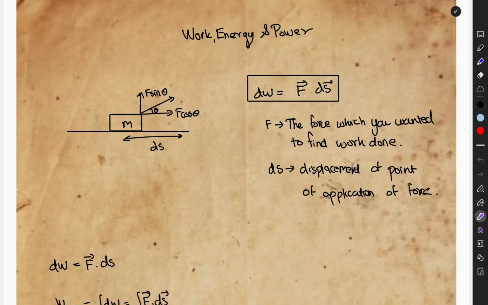Welcome. In this lecture, it is the detailed one shot of work, energy, and power. So, yeah, let's get into the chapter.